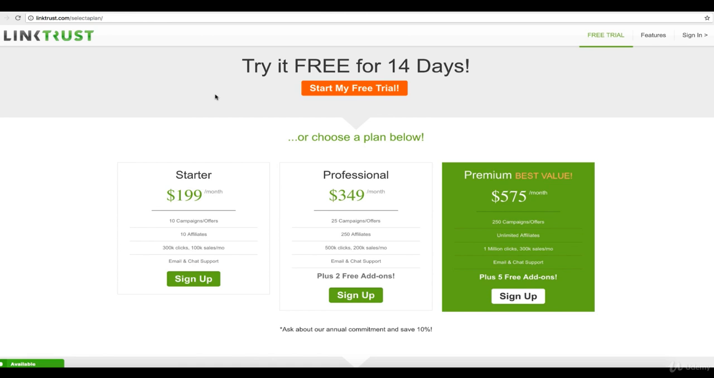The third option is linktrust.com. This is probably the most popular option because I've seen a lot of affiliates use this, and their prices start at $199 per month and go all the way up to $575 per month. Now it is totally your choice which program you want to buy, because you do not need those fancy bells and whistles. All you need is a simple link cloaking and tracking system. So depending on your budget, you can purchase any one of these that suits your budget and then you can start using them.